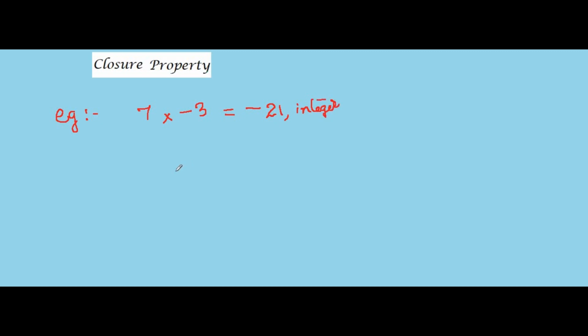Negative 21 is again an integer. Let's consider another two integers, say negative 5 and 0. Negative 5 is one integer. 0 is another integer. The product will be 0. It's an integer. So, closure property holds for multiplication.